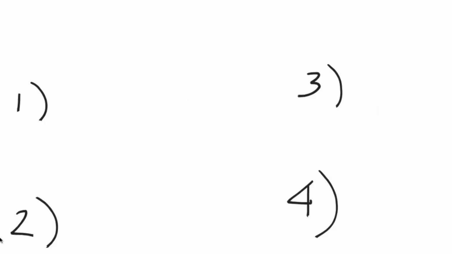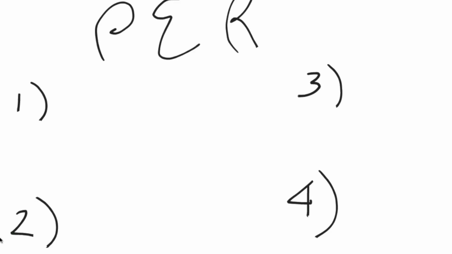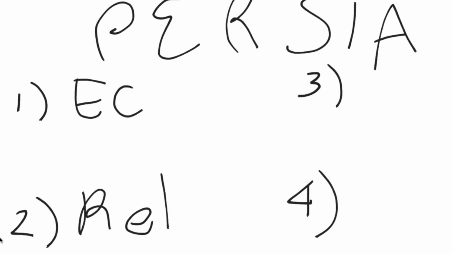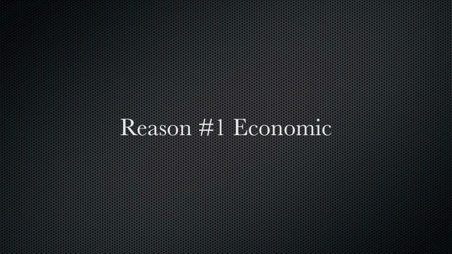There are several reasons why Europeans turned to absolutism from 1500 to 1800. These reasons can be categorized under the acronym PERSIA, which we have been using for analysis all year long. The reasons Europeans turned to absolutism primarily fall under economic, religious, political, and social reasons.